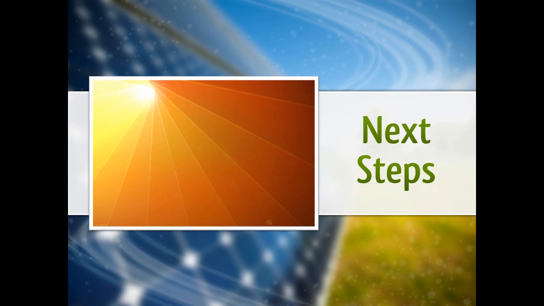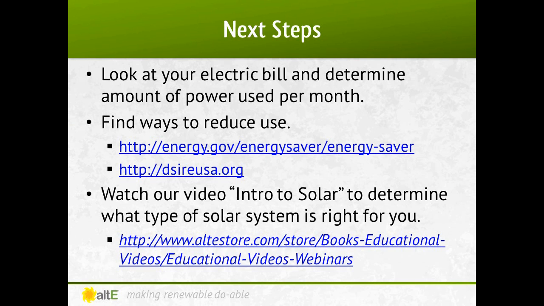Now that you have the basic understanding, what's next? Look at your electric bill and see how much power you use each month. Look for seasonal trends to help you determine biggest use and perhaps your first steps to reduce that use. There are many resources available to help you find ways to reduce waste. You can start at energy.gov. Additionally, many electric companies have energy efficiency programs available for free. The DSIRE USA website will list rebates available in the USA, both federally and locally.